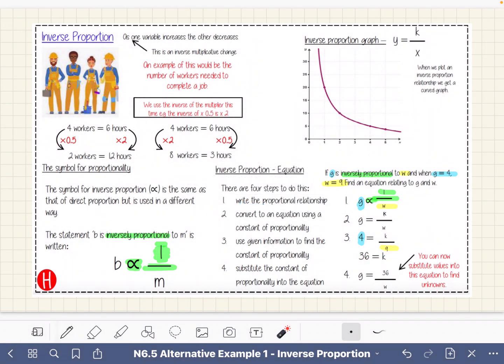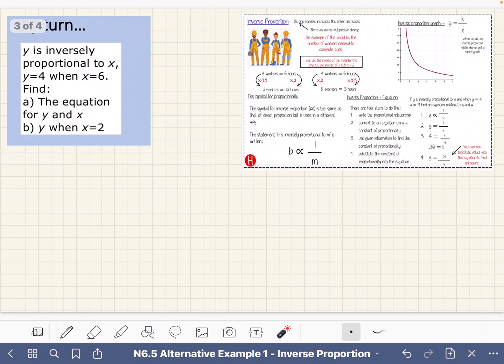We substitute this back into our original equation here to give us G is the same. The proportional value for K is 36, so we've now found that 36, and W remains the same. We can use this to solve anything that is determined by the relationship we've stated above, where G is inversely proportional to W.